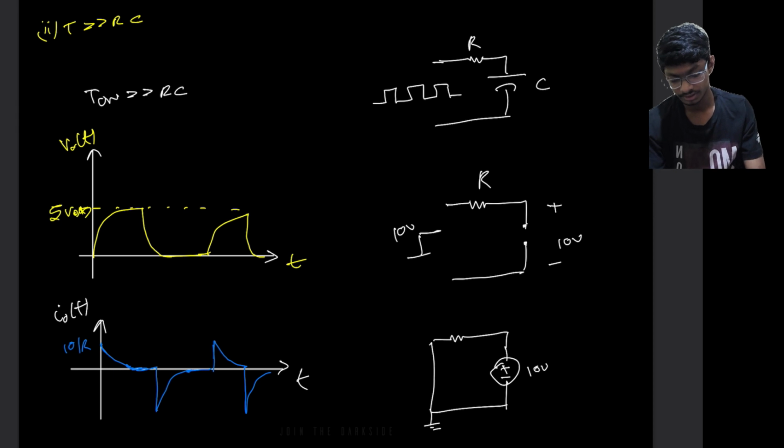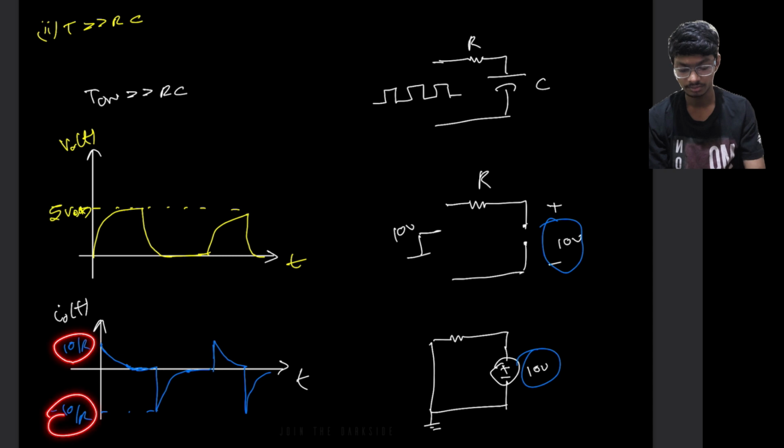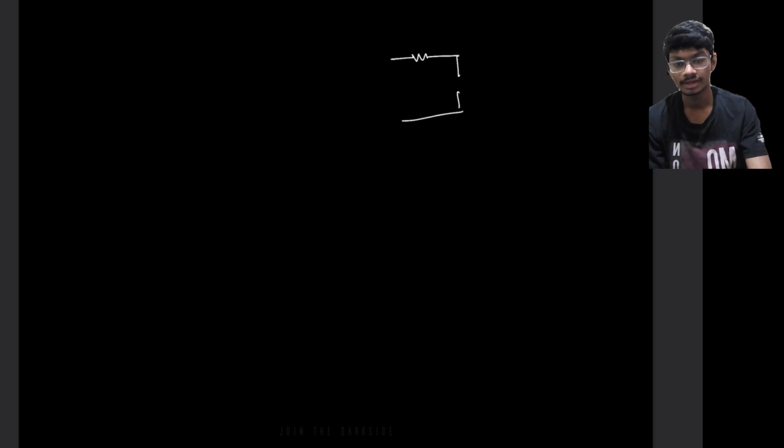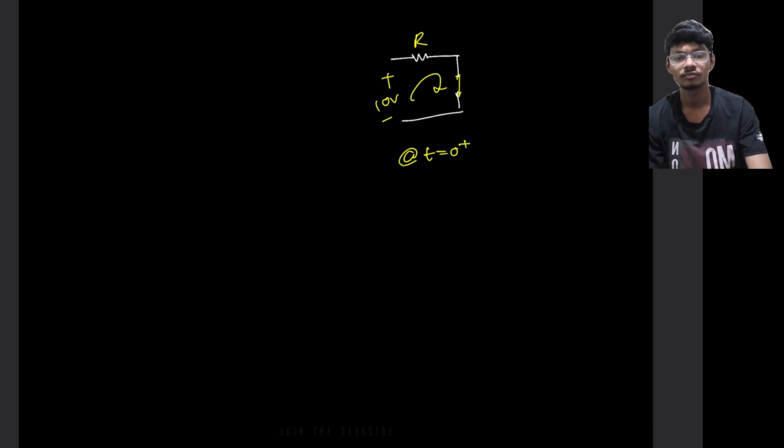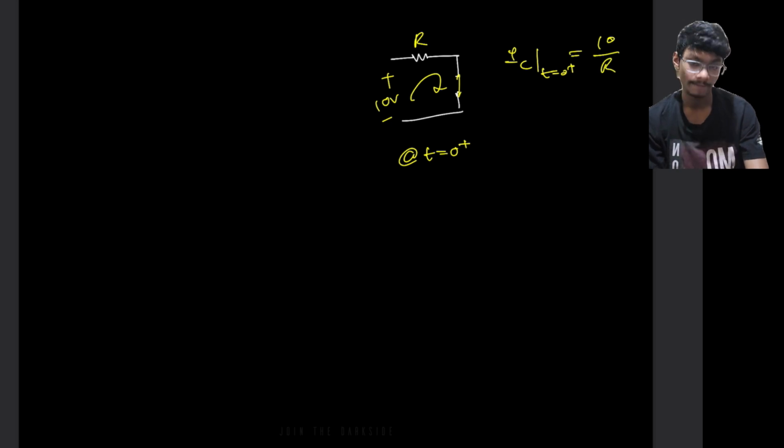Now why is this 10 by R, and why is this minus 10 by R? Let me just draw the circuit for you. So here we have some C and R. At t equals 0, what will happen? This cap will get short circuited, as it has 0 voltage. So we have applied 10 volts across it at t equals 0 plus, and this whole current will flow across this. So I C at t equals 0 plus is equal to 10 by R.